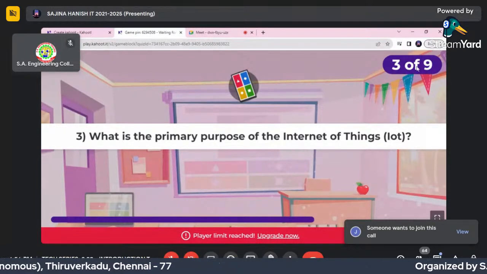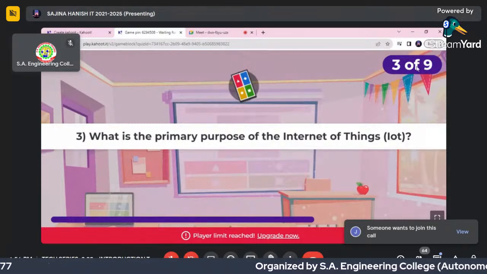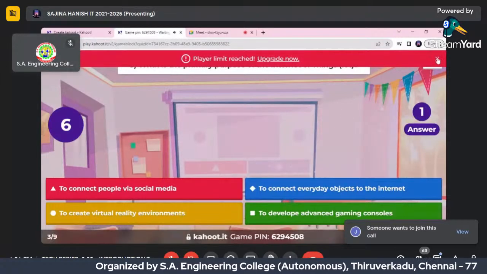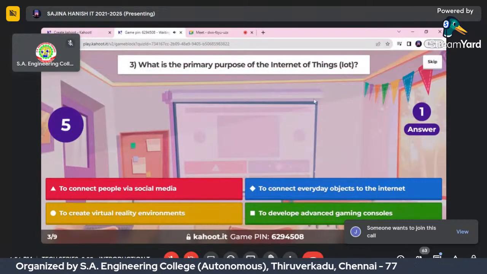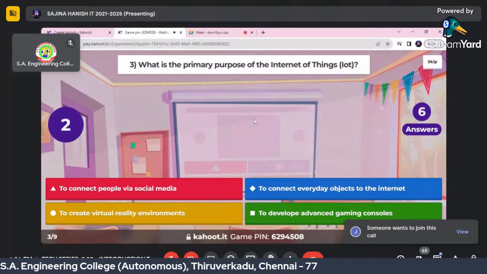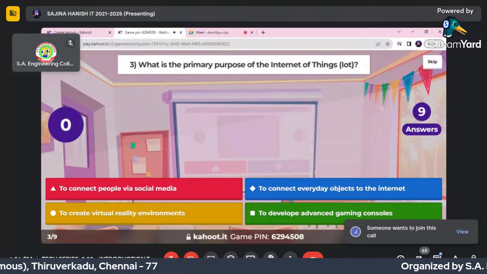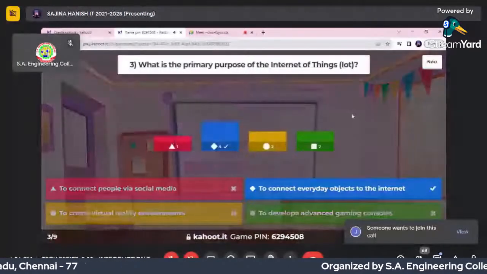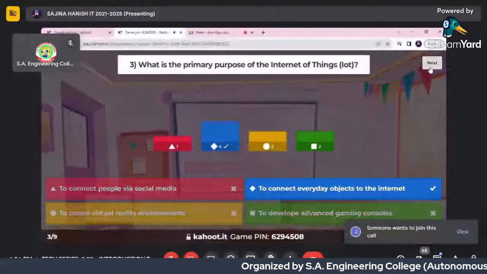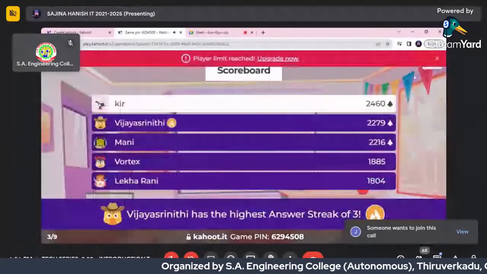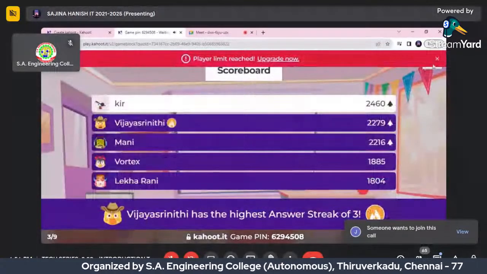What is the primary purpose of the Internet of Things, IoT? To connect people via social media, to connect everyday objects to the internet, to create virtual reality environments, to develop advanced gaming consoles. Yes, that's the correct answer. Kheer is in the first place.